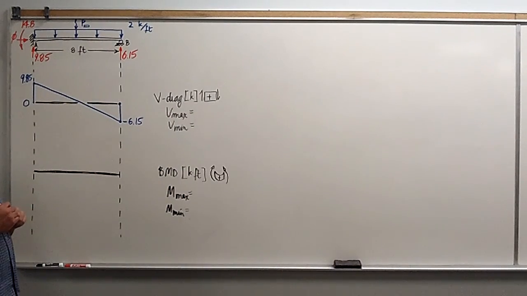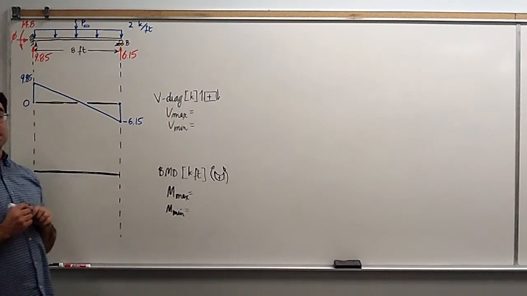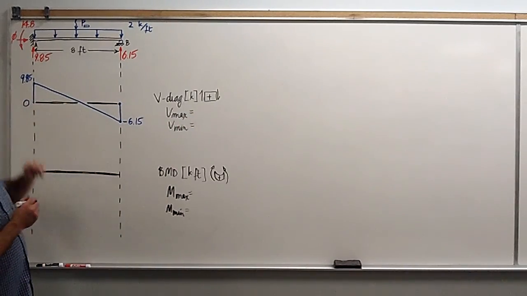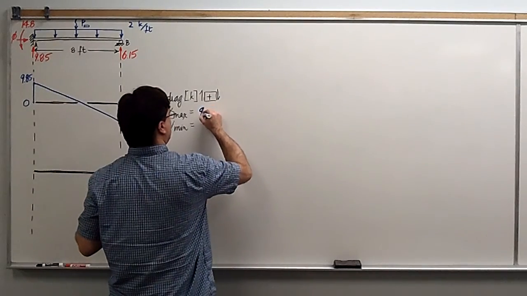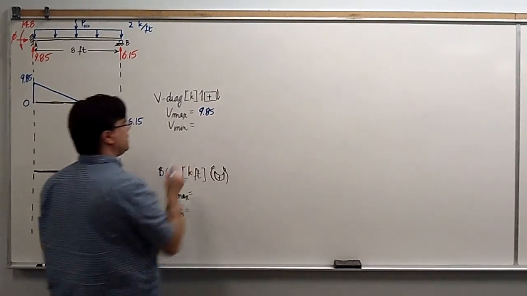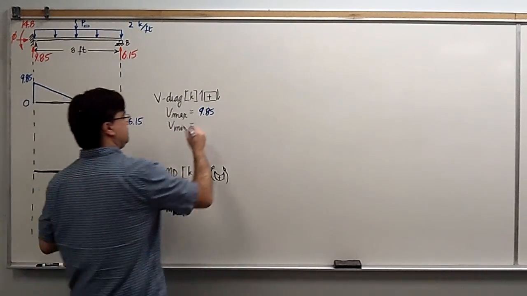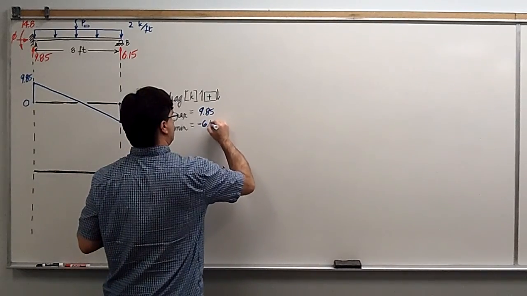Okay, how do we get to the bending moment diagram? That's too soon. We have to finish marking this up. What is the maximum shear? 9.85. What is the minimum shear? Minus 6.15.